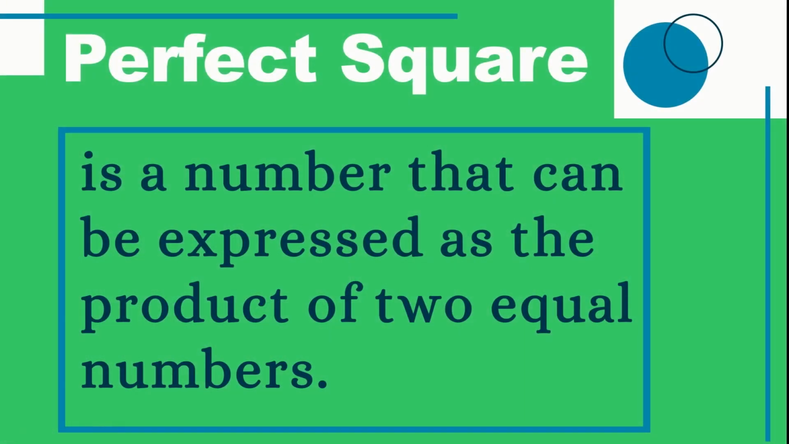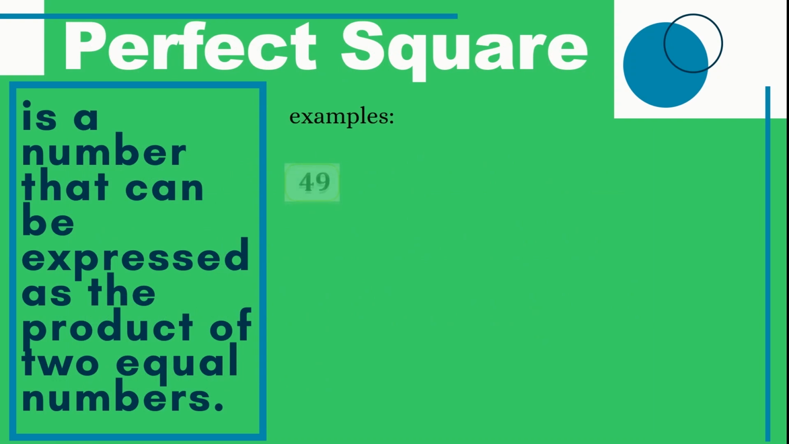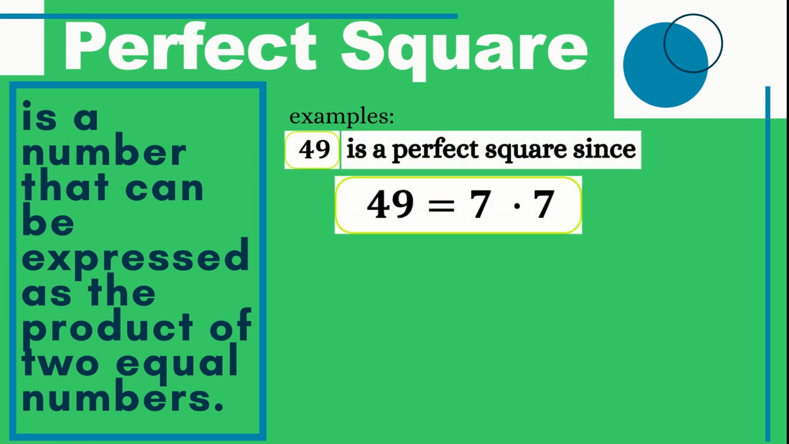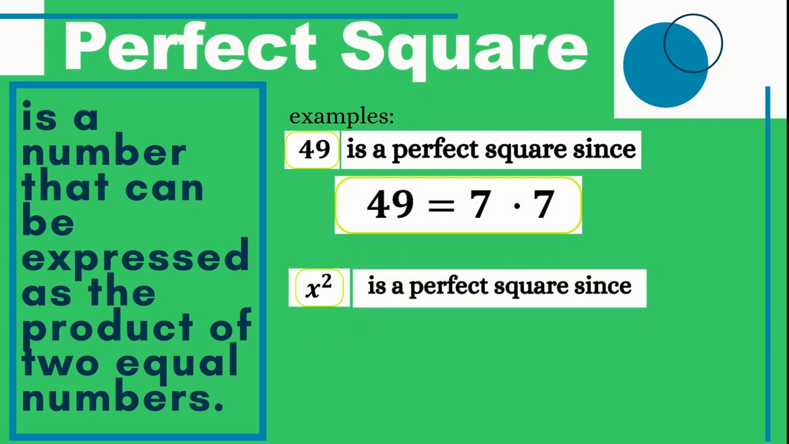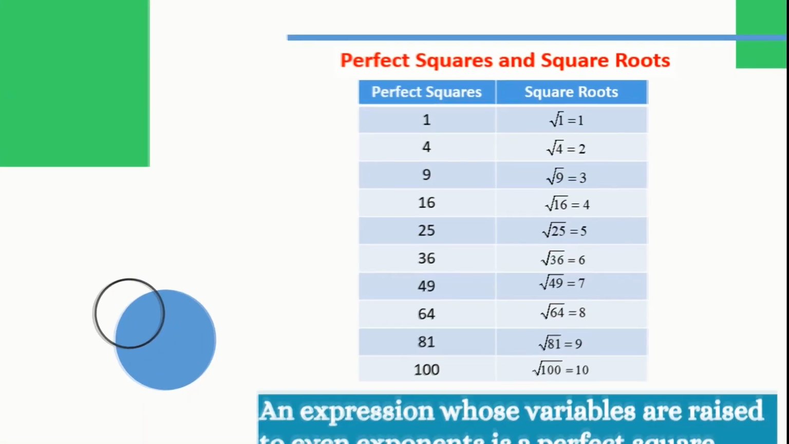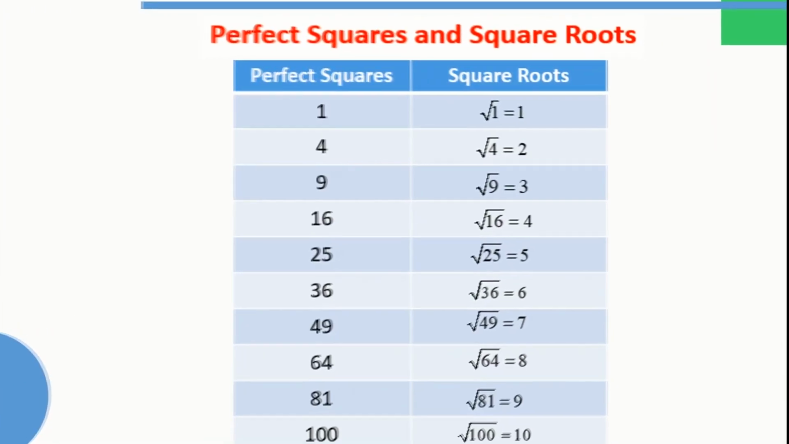A perfect square is a number that can be expressed as the product of two equal numbers. Examples: 49 is a perfect square since it can be expressed as the product of 7 and 7. X squared is a perfect square since it can be expressed as the product of x and x. You need to study this list for the next type of factoring.